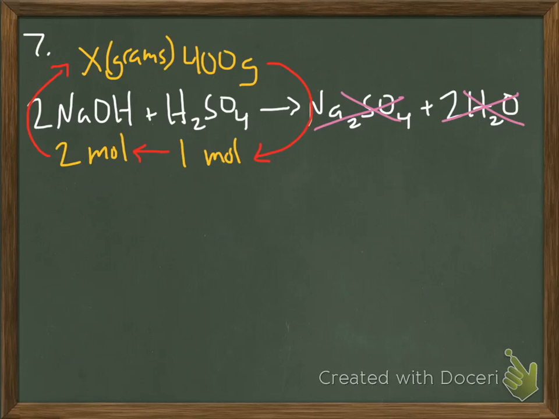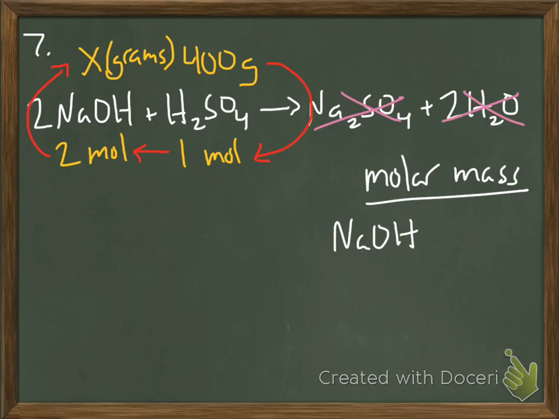Okay. So you're going to have to find a couple different molar masses here. Go over to your molar mass station. You have to find the molar mass of NaOH. You can do that by adding up the mass of Na plus the mass of O plus the mass of H. You also need to find the molar mass of H2SO4. You can do that by doing 2 times the mass of H plus the mass of S plus 4 times the mass of O. You will need those 2 numbers in order to complete this problem.